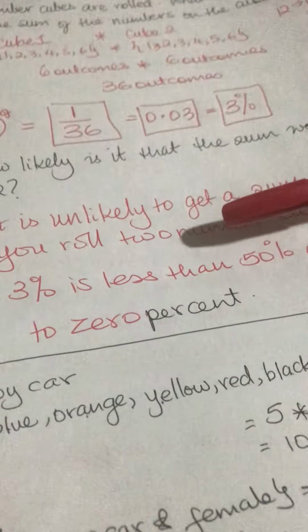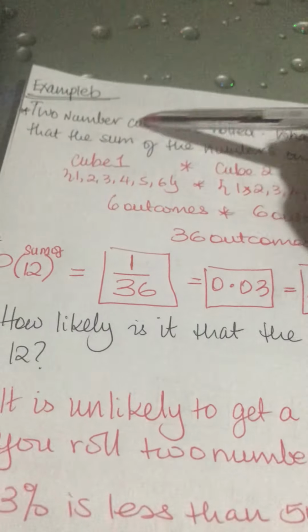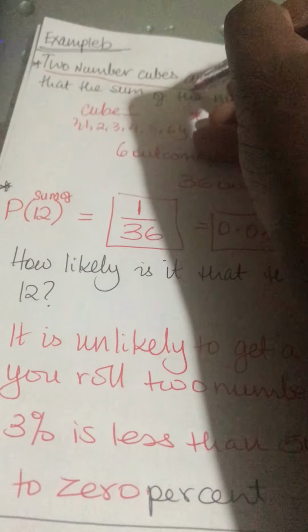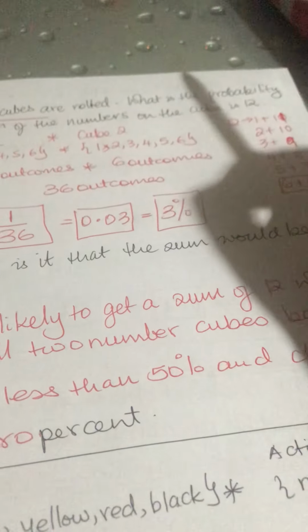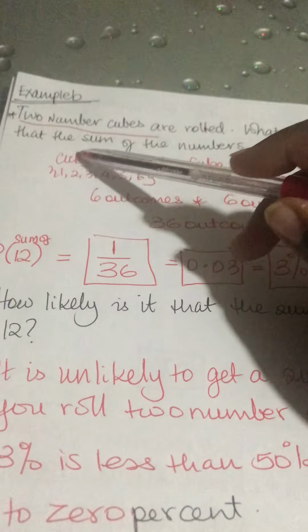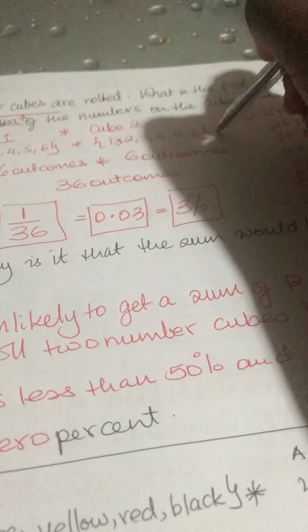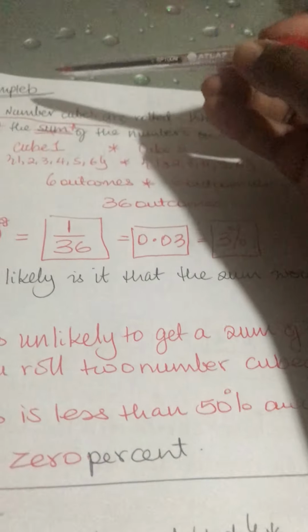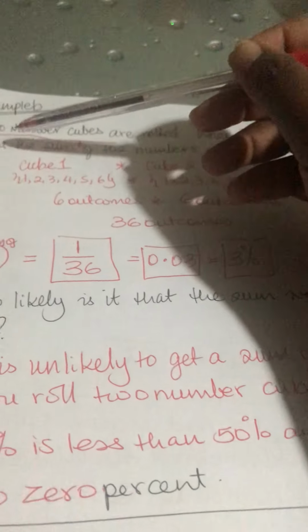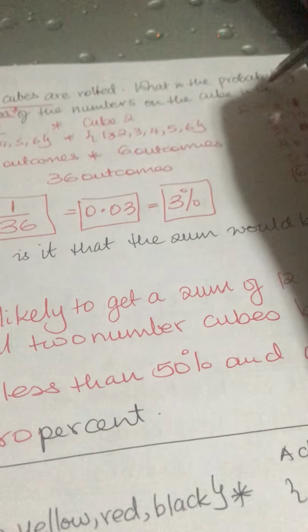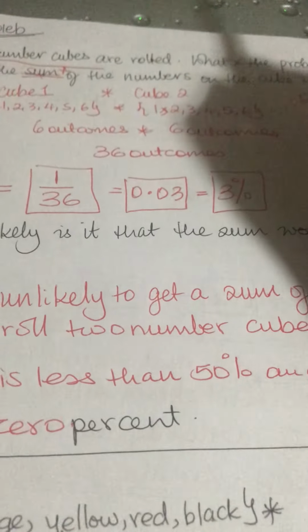Right, let us do example B. So, they told you 2 number cubes. How many? 2. You see, I read over here. Are rolled. What is the probability that the sum of the numbers, sum means you need to add. Sum means you need to add 2 numbers, one from the 1st cube, the other one from the 2nd cube. Alright, so what is the probability that the sum of the two numbers on the cube will be 12?